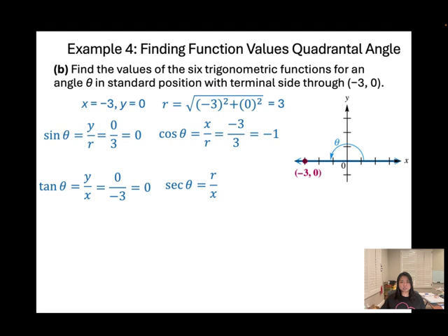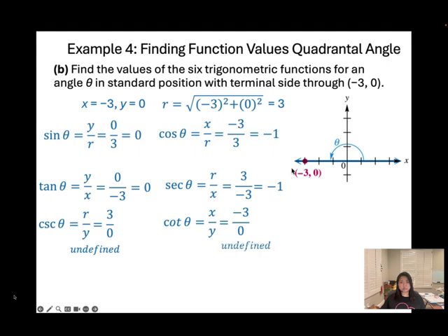Okay, secant. Secant will be reciprocal of cosine, right? So that will be -1. Cosecant, reciprocal of sine. So that will be 3 over 0, which is undefined. Cotangent. So reciprocal of tangent. So that will be -3 over 0, which is undefined again.